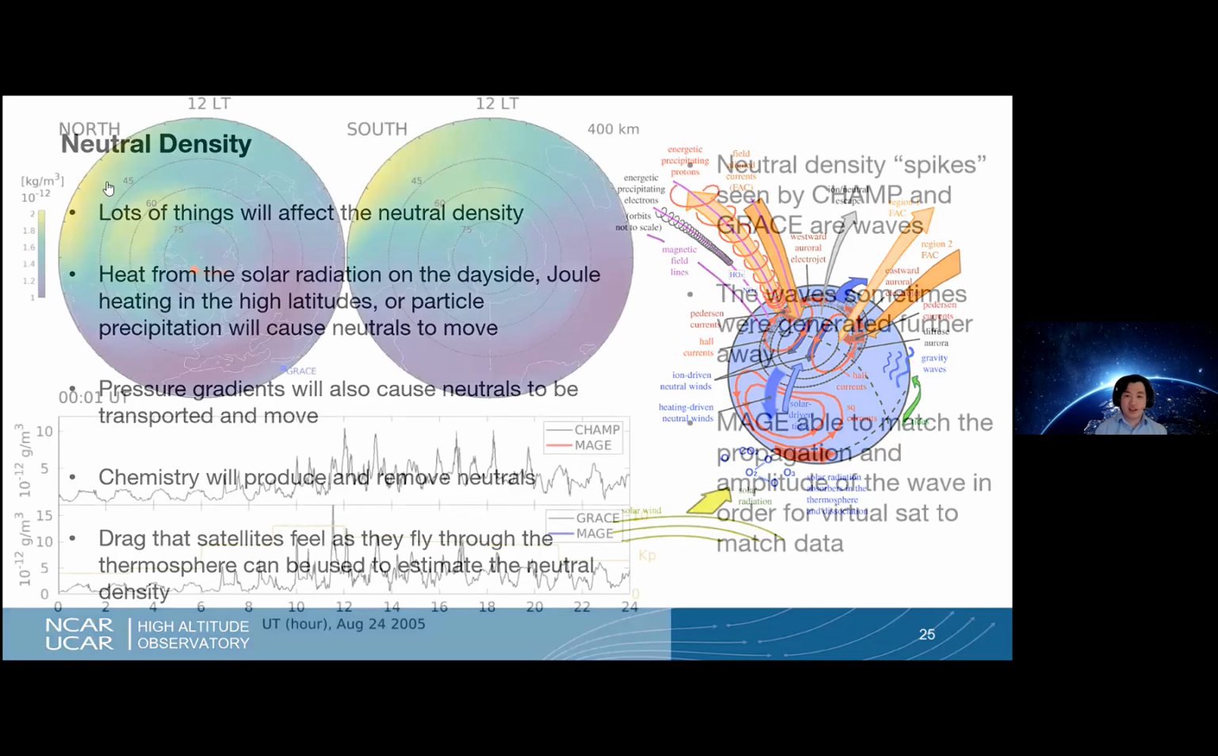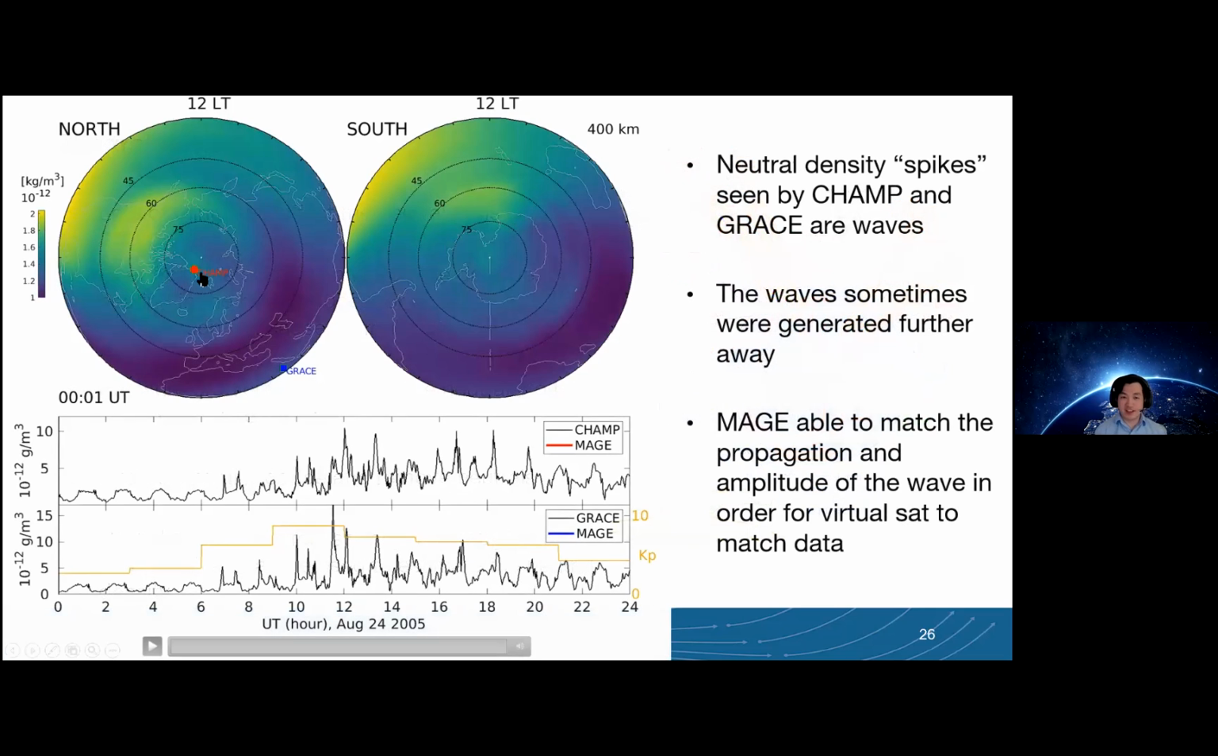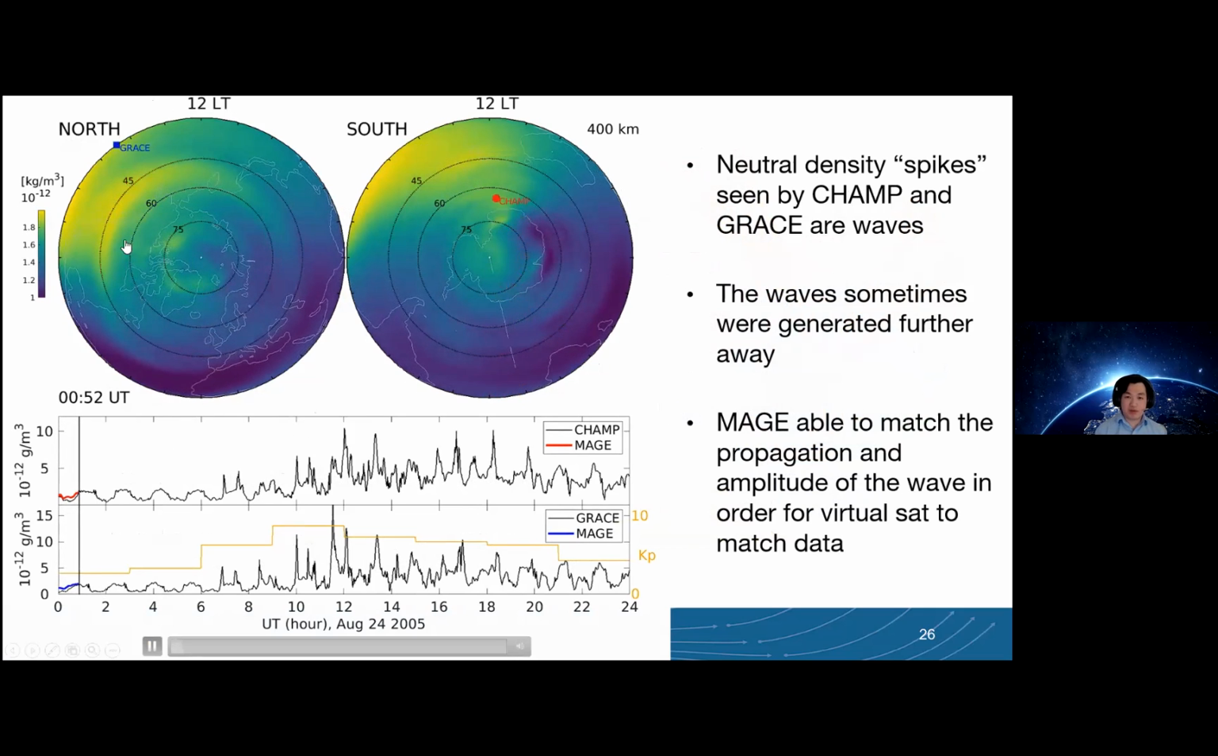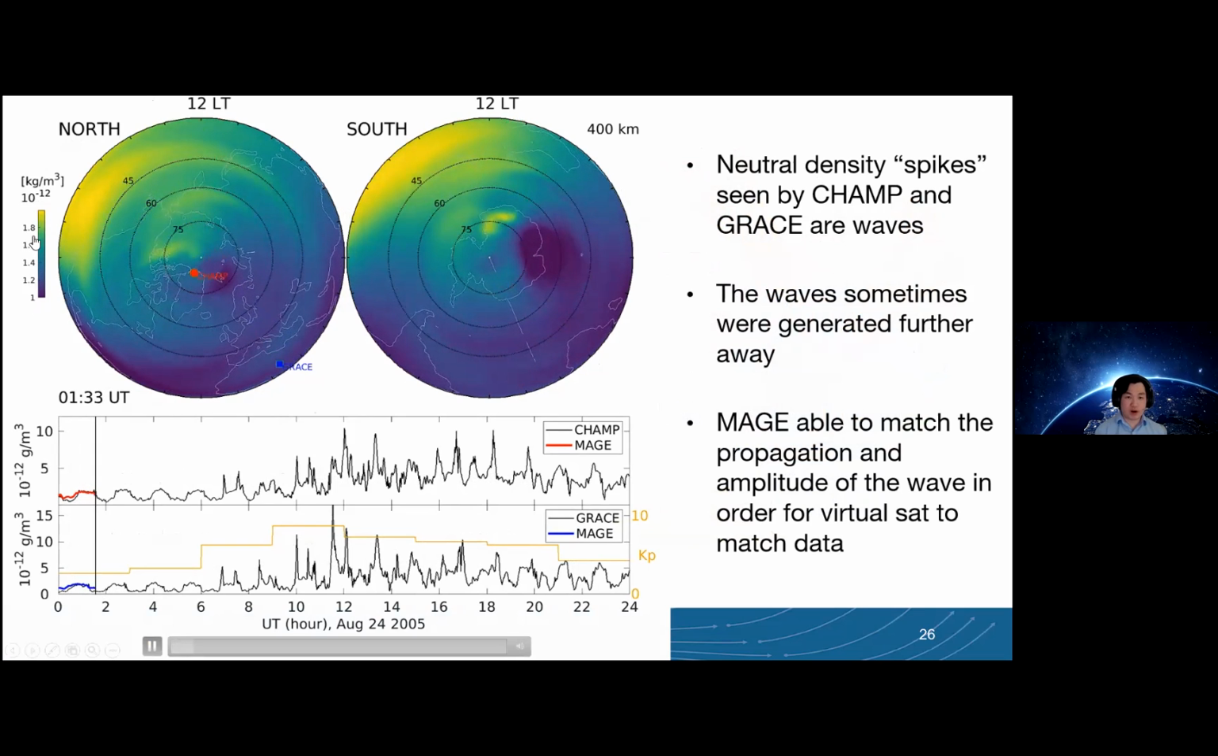All right. So another movie. That's the nice thing about models. You get very nice movies. All right. So this is the northern hemisphere in the top left, southern hemisphere in the top right. The geographic pole is located in the center. The sun is at the top, and then you have midnight and the night side on the bottom. And this figure is the neutral density. One thing to note is that the color bar will change in time.